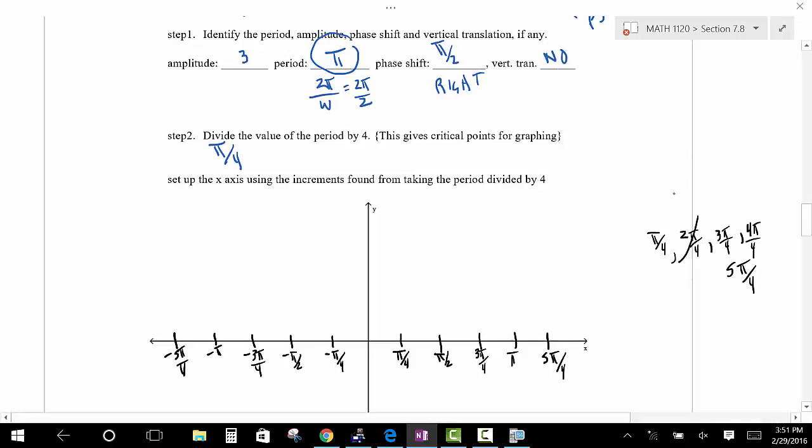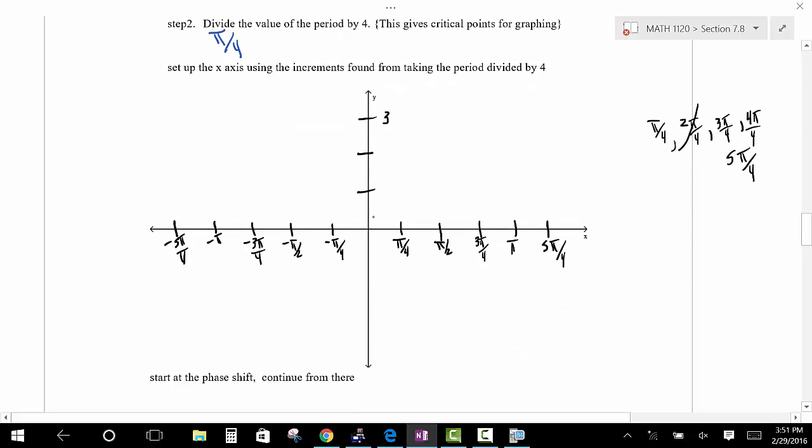Now, how high should I make the y-axis on this problem? 3. Yeah, I've got an amplitude of 3. I don't have a vertical translation that'll move that up, so it's very logical to just go up to 3 and then down to -3. Okay, like that. So we're all set up and basically ready to go with this now.